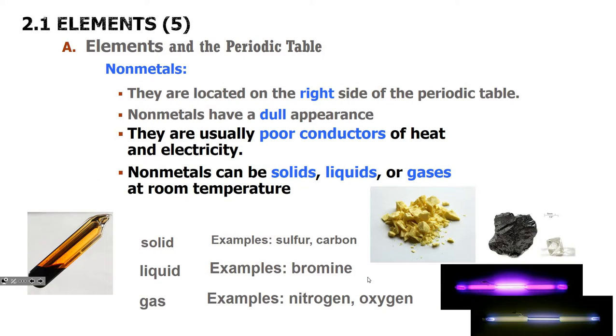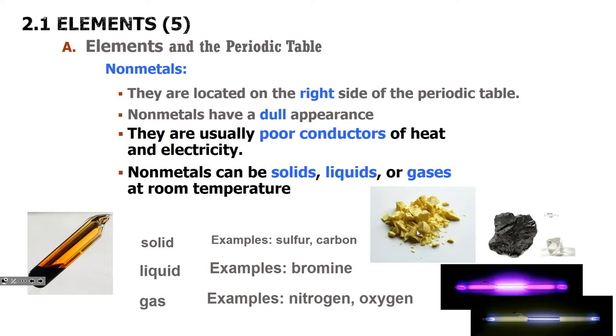Nonmetals are usually on the right side of the periodic table. They have a dull appearance, like this. They're poor conductors of heat or electricity. They're also used as insulators. Nonmetals can be solids, liquids, or gases at room temperature.